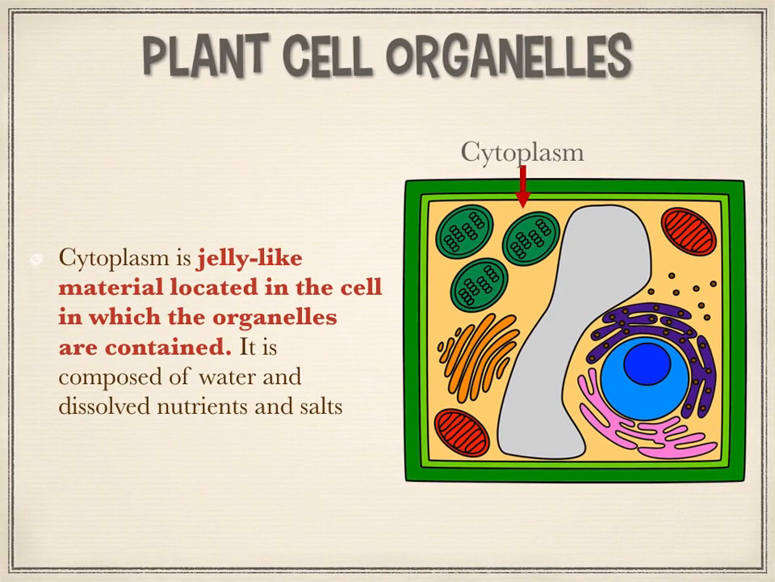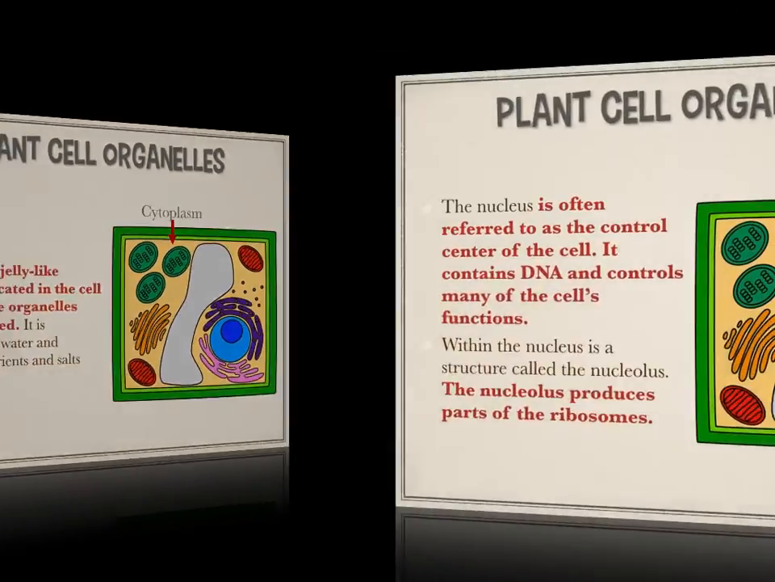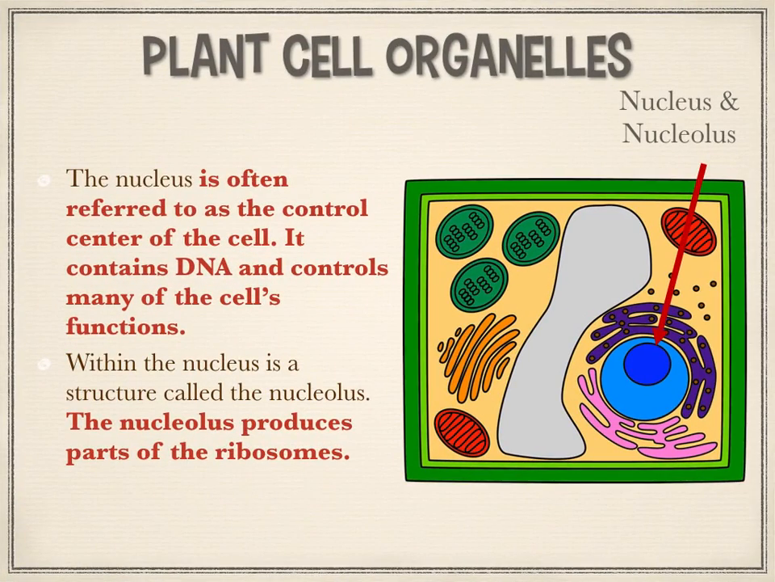Cytoplasm is the jelly-like material located in the cell in which the organelles are contained. It is composed of water and dissolved nutrients and salts. The nucleus is often referred to as the control center of the cell. It contains DNA and controls many of the cell's functions. Within the nucleus is a structure called the nucleolus. The nucleolus produces parts of the ribosomes.